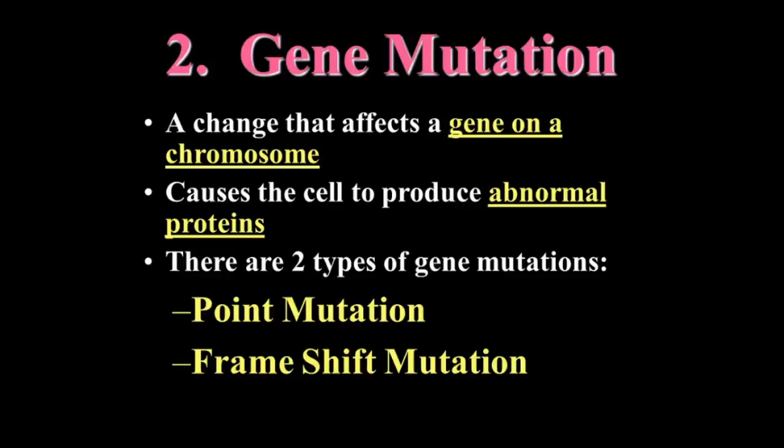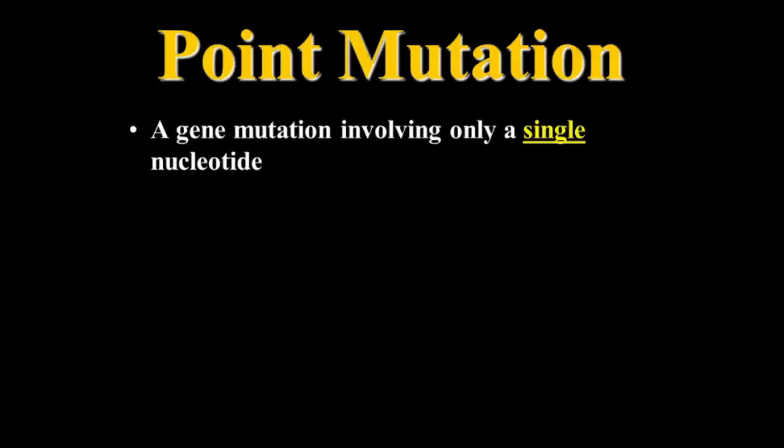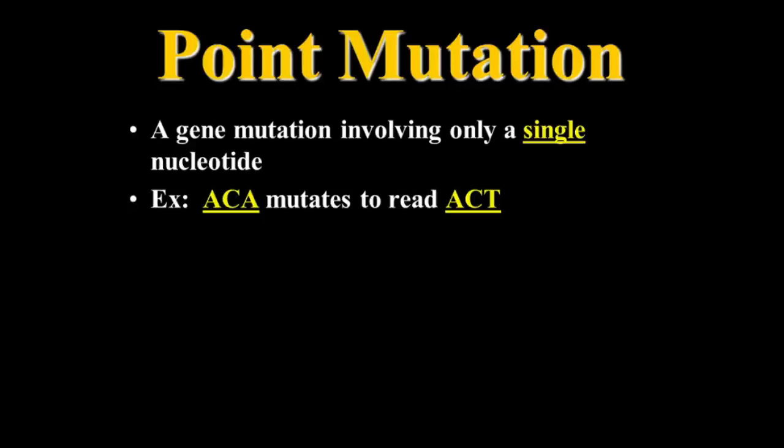There are two types of gene mutations. One is point mutation and another is frame shift mutation. So first of all, we discuss the point mutation. In a point mutation, a gene mutation involves only a single nucleotide. For example, ACA mutates to read ACT.